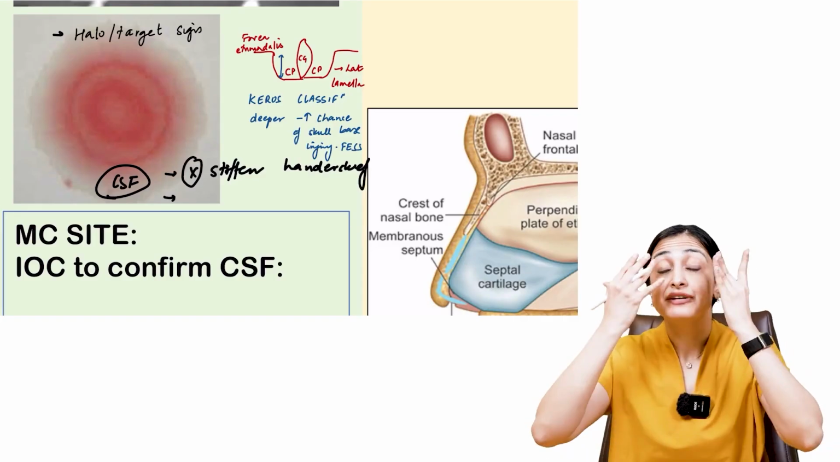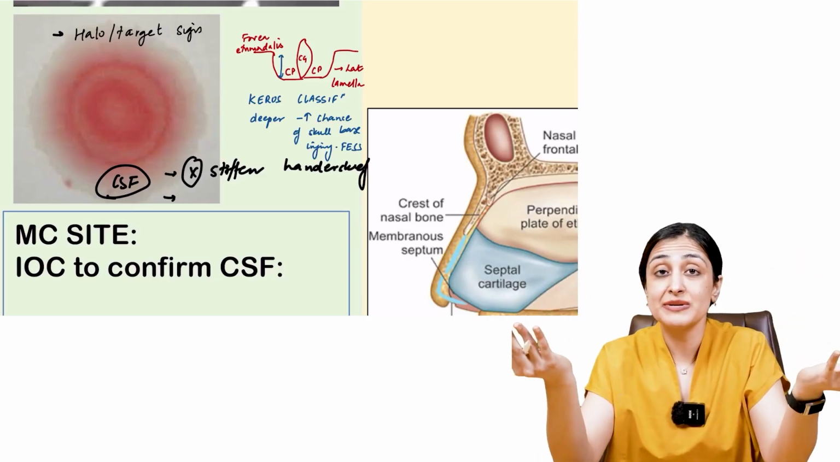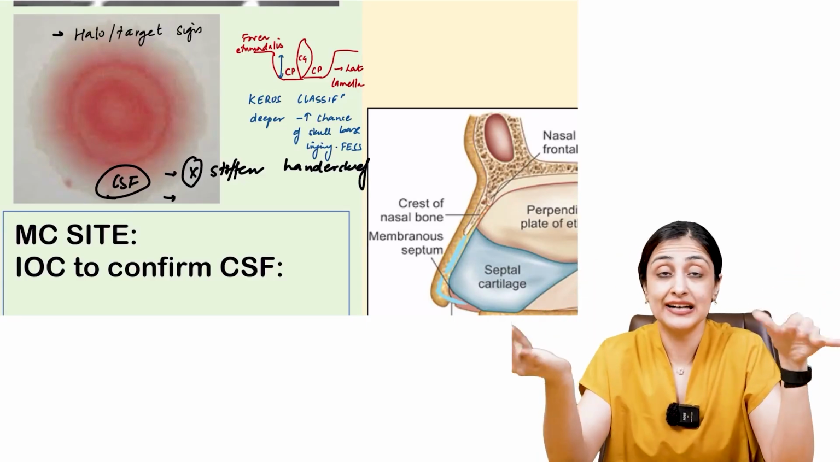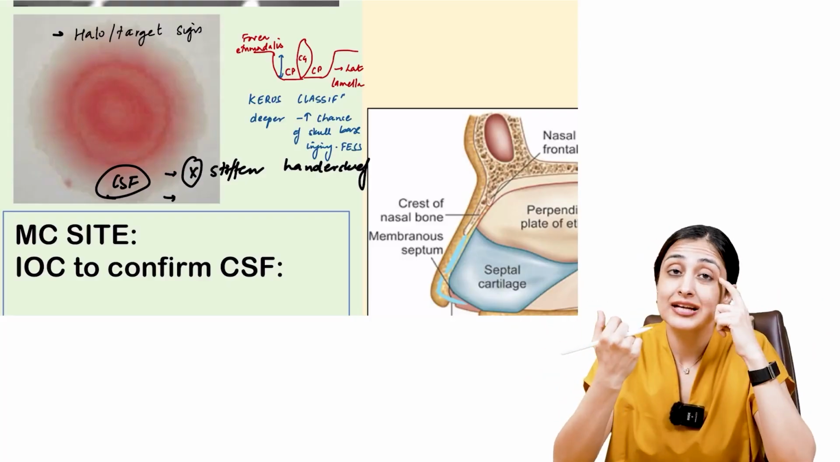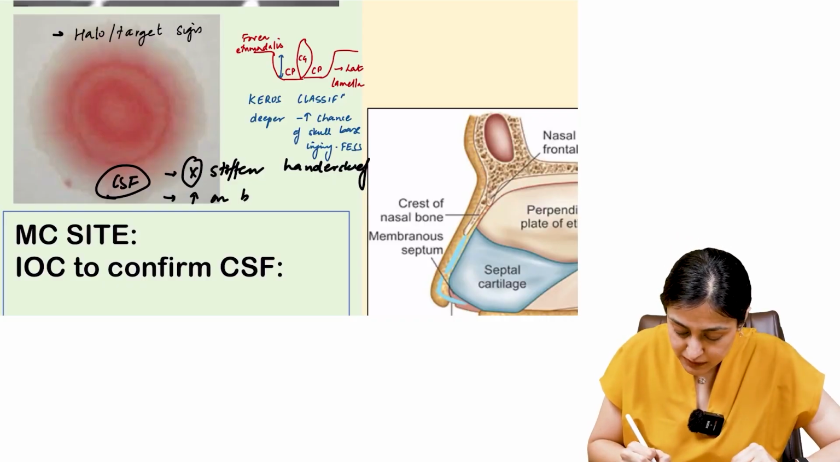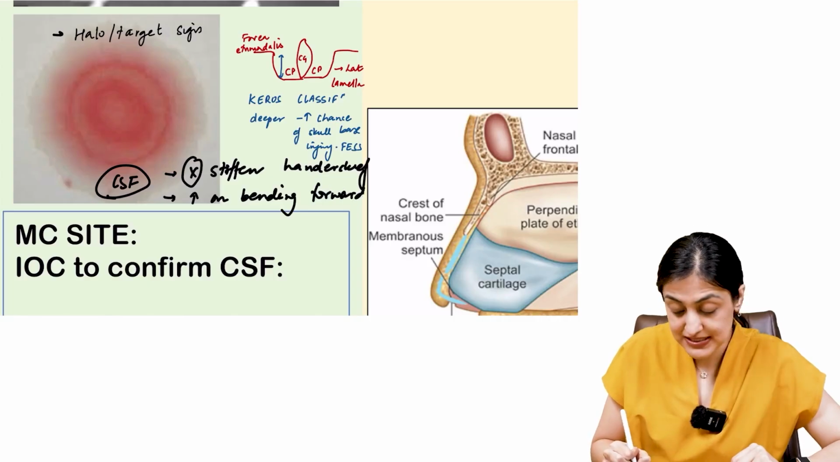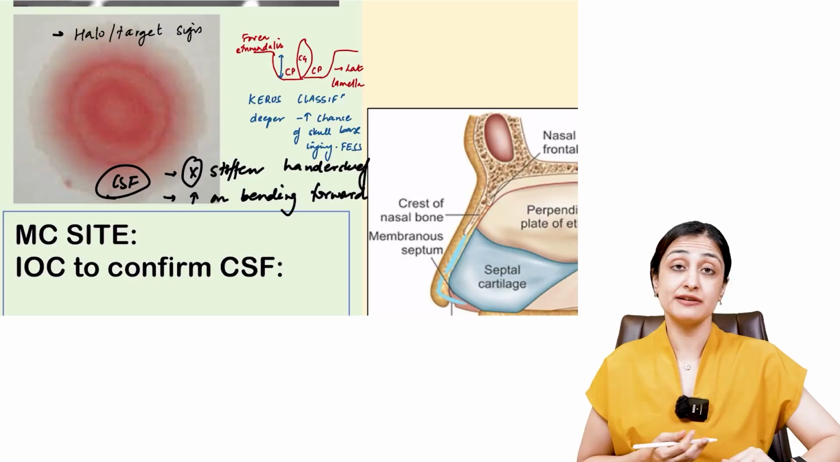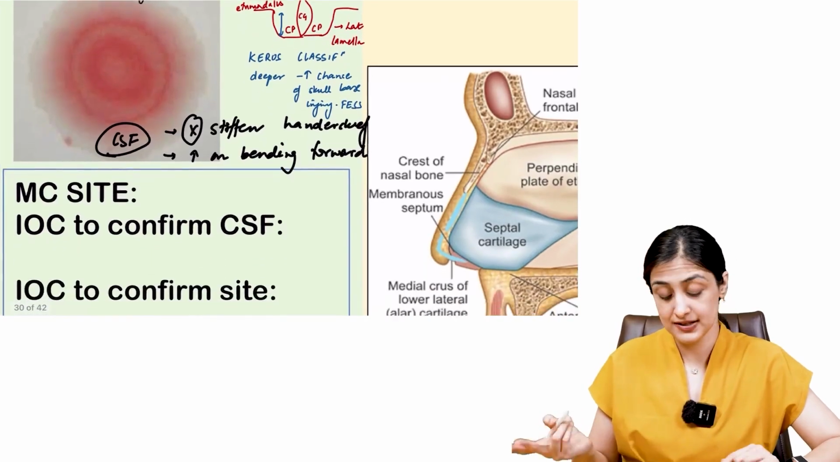Second, can this be sniffed back? Of course not. CSF can't be sniffed back. I'm not even going to write that. And the third point is that if I bend forward, this will increase. So if it increases on bending forward, again, it's more likely that it's CSF. So this is how I know it's CSF rhinorrhea and it's not just nasal discharge.